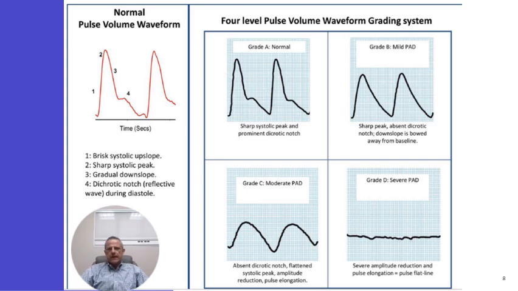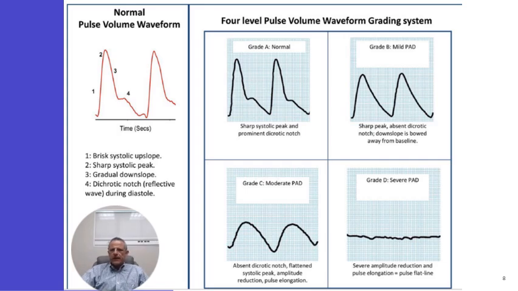So we're looking at the upslope, the peak, the downslope, that notch or the diastolic reflective wave that occurs. And as peripheral arterial disease gets worse, the waves will get shorter, so the peak is not as high, and the waveform across the cardiac cycle will become broader, or on the horizontal axis, we see a lengthening and the time is longer.